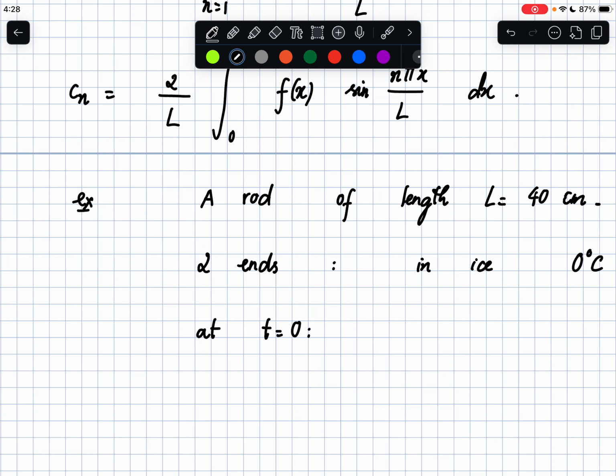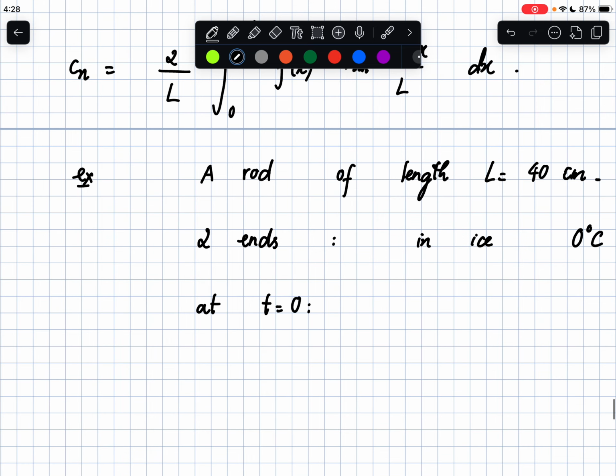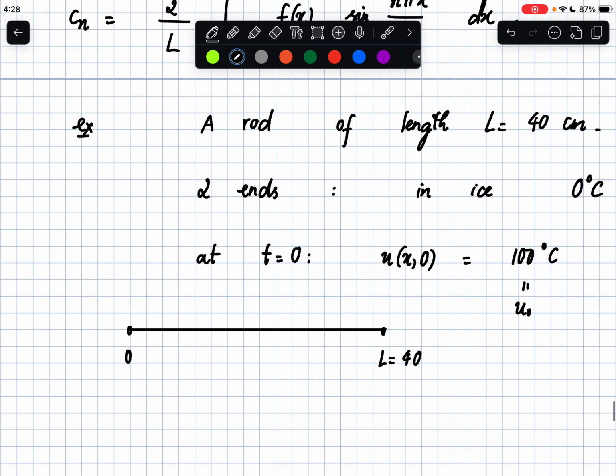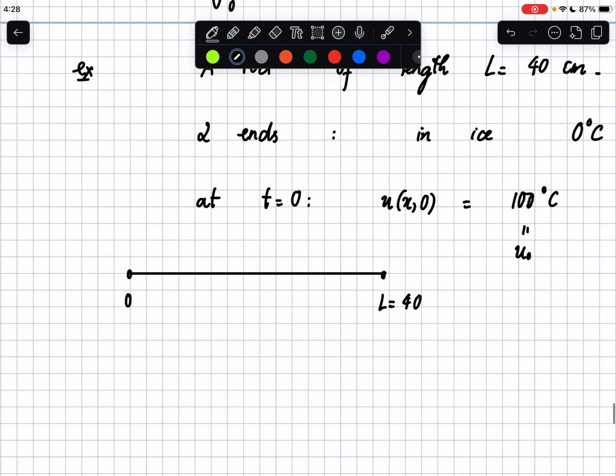We have uniform temperature, meaning every single point on the rod, this rod of length 40, 0 here, L here, 40, and they are both at temperature 0, and initially at t equals 0, u(x,0) is say 100 degrees Celsius. For now, I just denote it by U0. And we want to solve the heat equation. Try to find u(x,t).